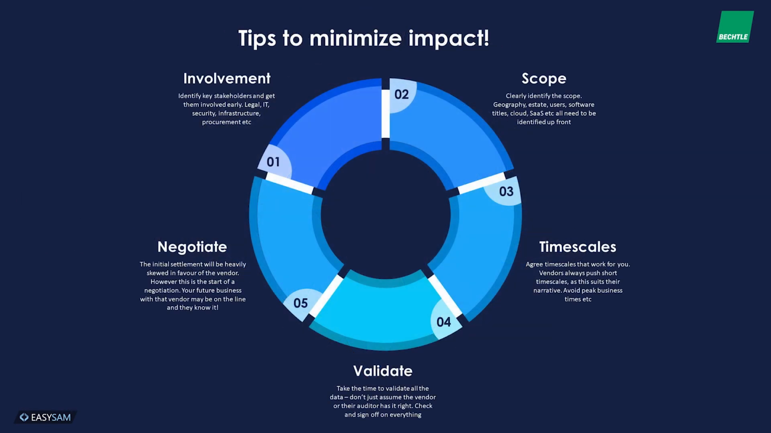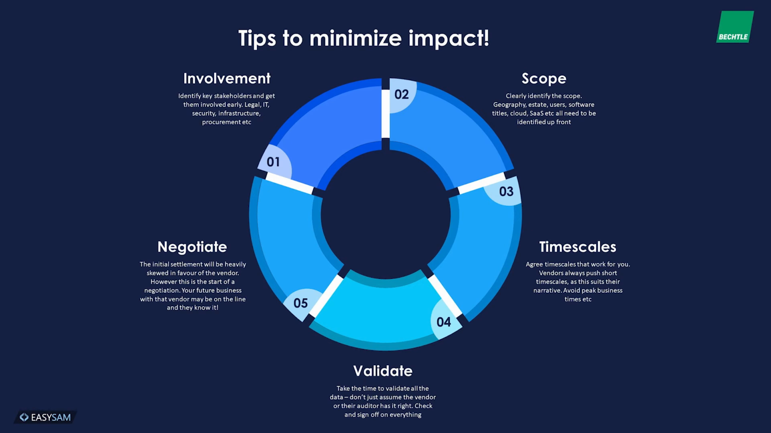So what are the things we can do to minimize that impact? Well, the first thing is to get as many people as we can in our organization involved as early as possible. Legal, get security involved if we're going to run scripts, get procurement involved so that we can gather all of our entitlement data and do that as quickly as possible. I've already outlined about scope. Make sure that we understand exactly what the scope is and restrict it as much as possible. That's going to reduce the amount of impact.